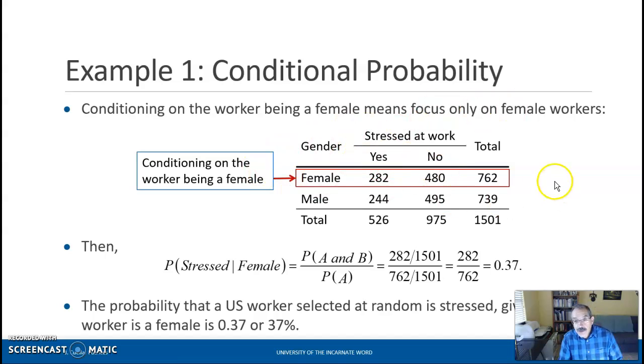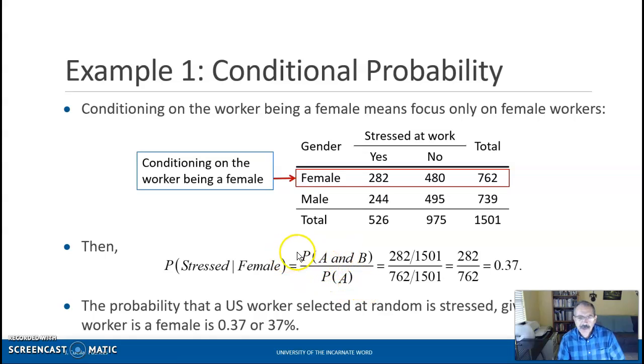Well, focusing only on the female row, you see there are 282 female workers that are stressed out of the 762 females in this population. So the conditional probability of stress given that it's a female is just 282 divided by 762, which is what I have right here.